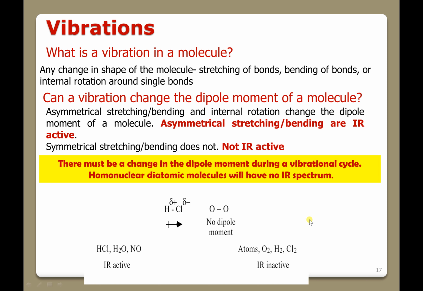So we have two classes of compounds. One is symmetrical homonuclear diatomic molecules. There is no dipole, that is O2, H2, Cl2, they are IR inactive. While compounds which have a very clear-cut electronegativity difference like HCl or H2O or NO will definitely have dipole moments. They are IR active.